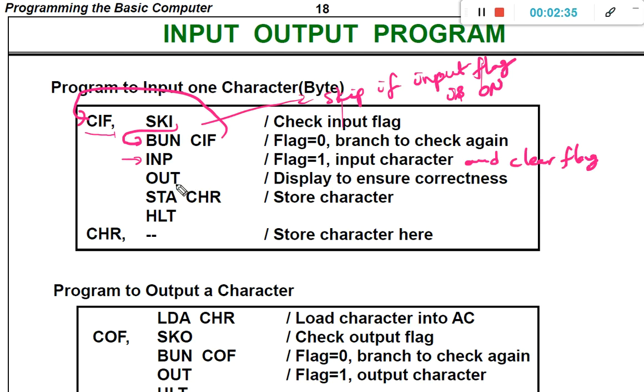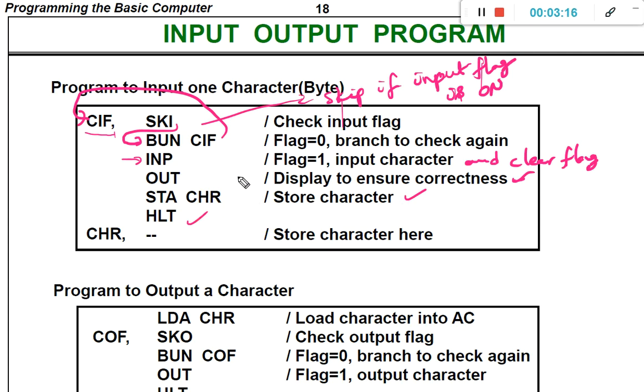Then perform the OUT operation. So OUT operation means output information and clear flag. So why are we using OUT in the input operation? Because we don't know whether whatever we pressed on the keyboard is correctly stored or not. To make sure that it is correctly stored, we are displaying it once to ensure the correctness. Okay. And STA CHR, store the character. Whatever character we have produced, store that value into a variable CHR. Finally halt the computer. Okay.